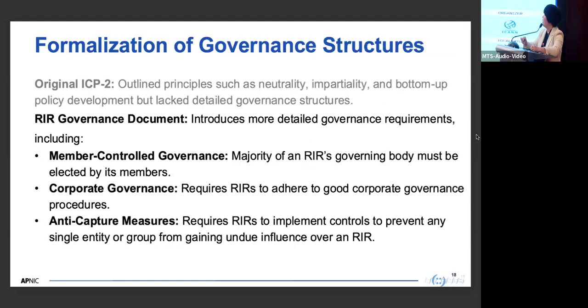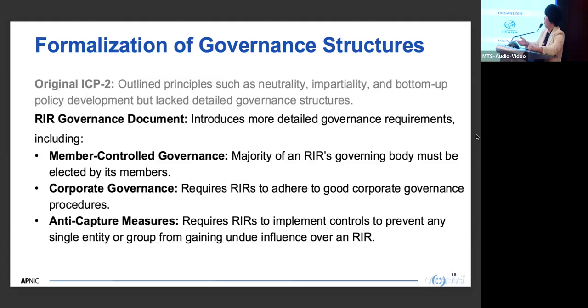Next slide. There's also the formalization of governance structures. The original document only outlined principles like neutrality, impartiality, and bottom-up policy development, but it did not have any process or structure that would help us look at RIR governance. So the draft document is now trying to address this. First of all, we're looking at member-controlled governance: a majority of an RIR's governing body must be elected by its members. Do you agree? Do you disagree? I'm not sure, but have a look.